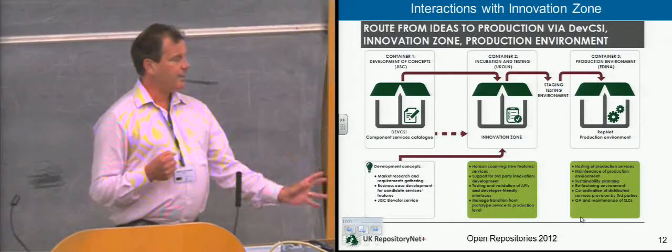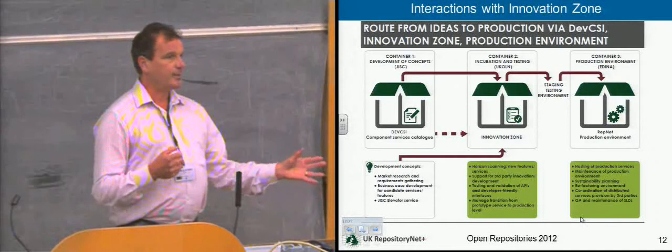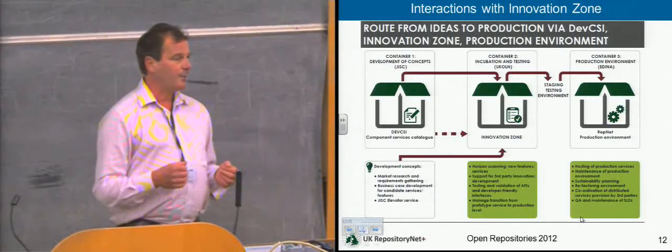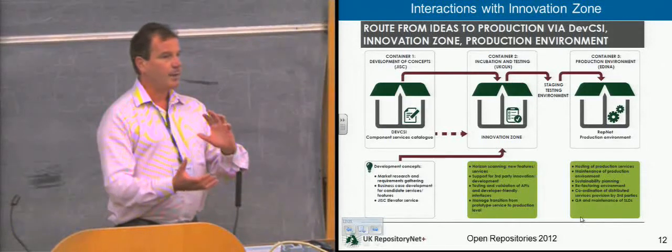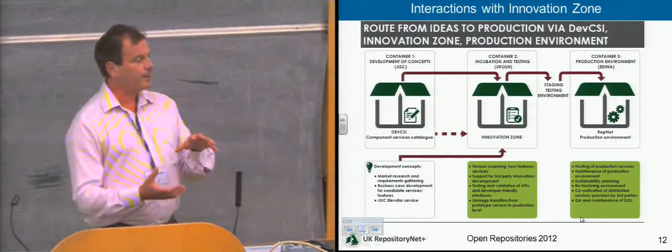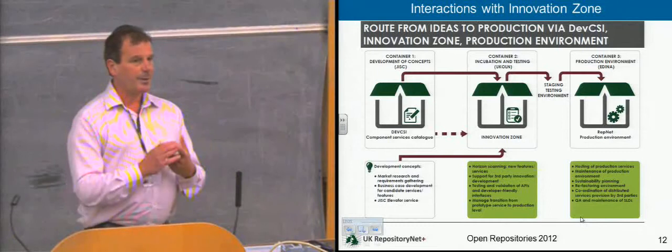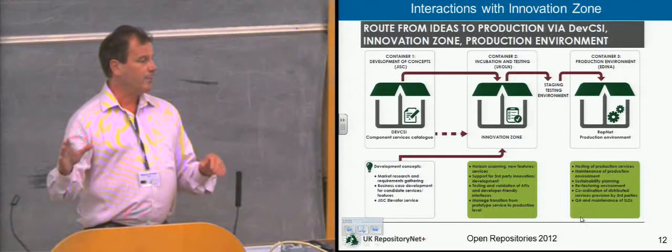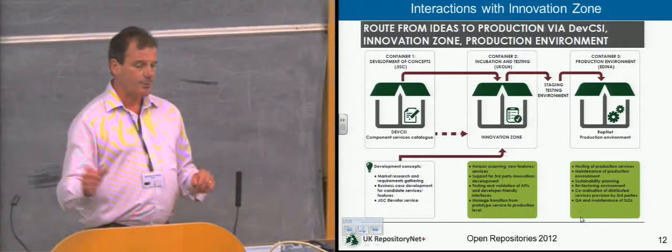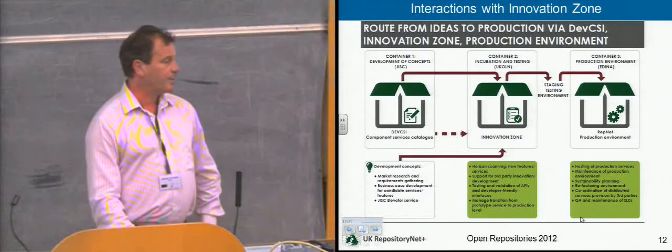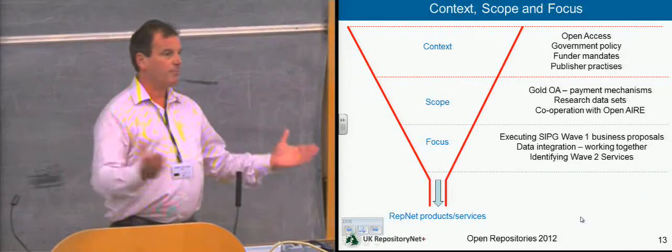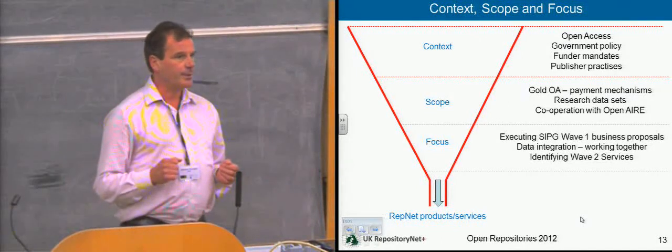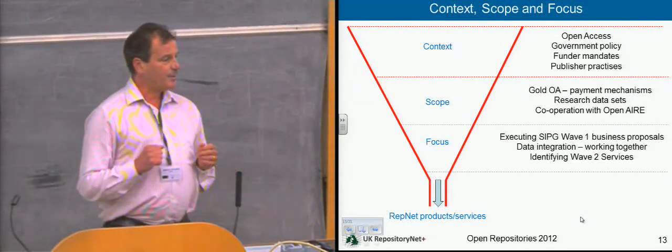There's various different mechanisms through JISC of getting new ideas in for Wave 2, but the idea is that all of them go into the innovation zone, in whatever state they're in. We then test the APIs and we bring these through into full service, which means going into the production environment on the right.